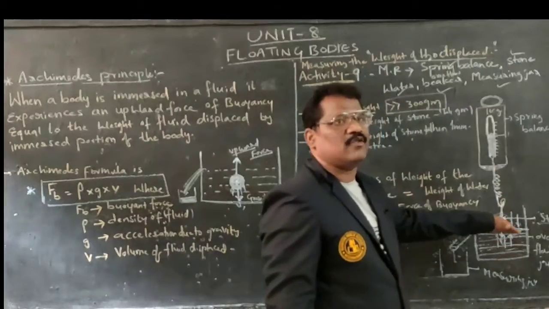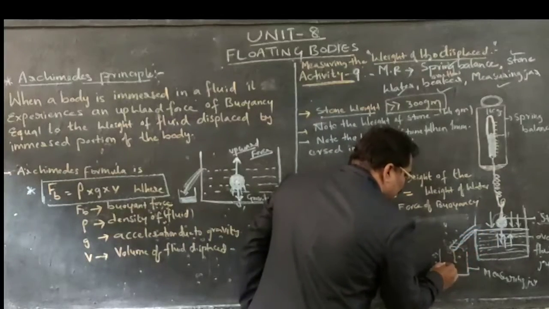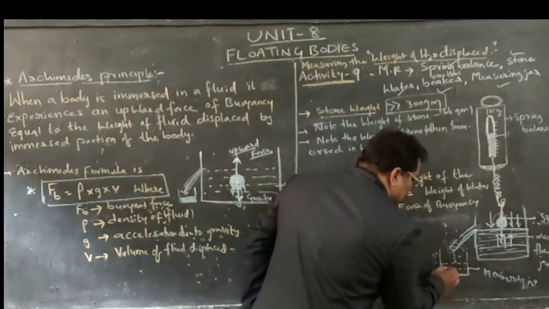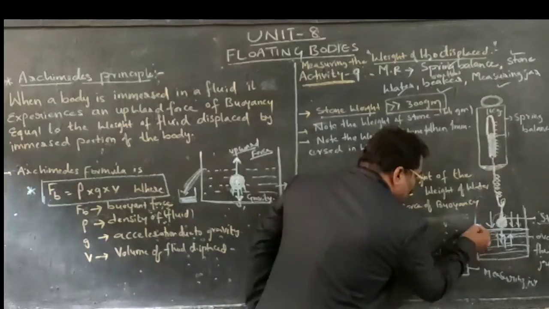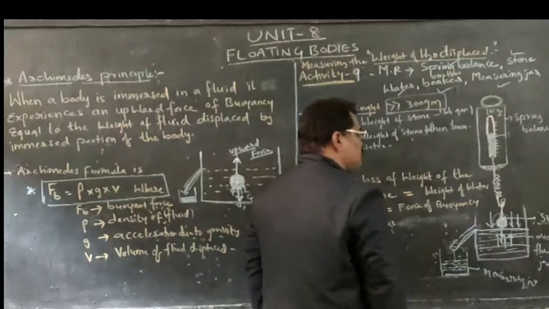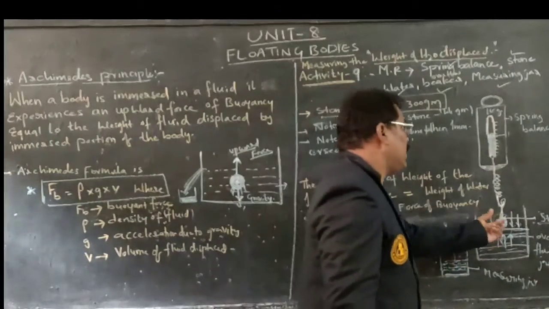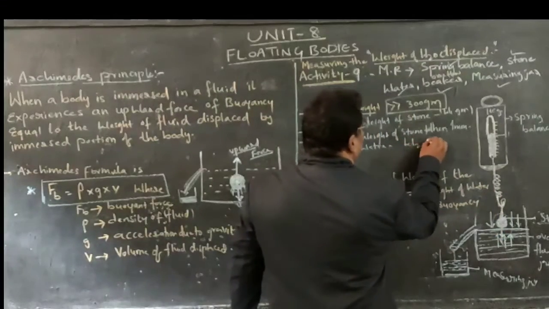As the water level rises, what happens? Through this spout, the water will be deposited from this overflow beaker into the measuring jar. The water will be displaced depending upon the weight. Identify its weight as W2 grams, and take it up.